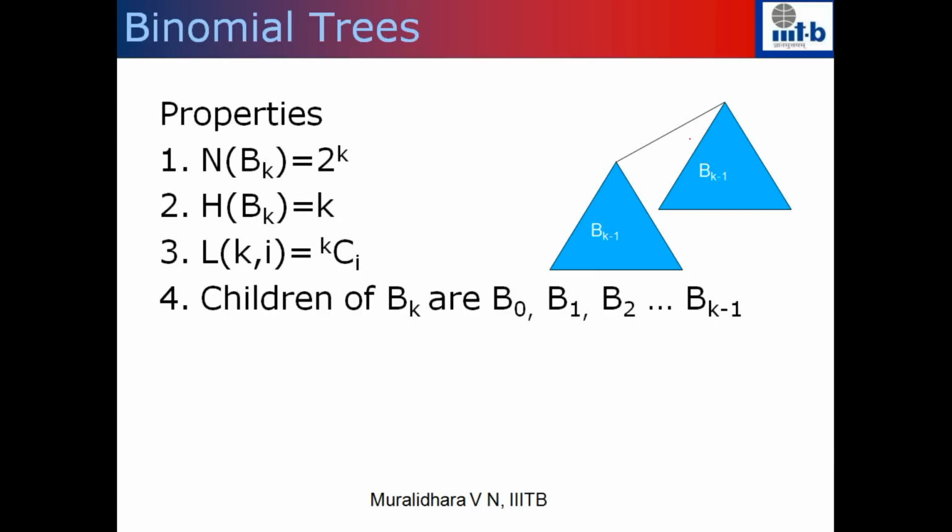So in summary, we have defined B of k to be two copies of B of k minus 1, where one is the left child of the other. This is the binomial tree of order k. Then we have shown that the number of nodes in B of k is exactly equal to 2 to the power k. The height of B of k is exactly equal to k, and the number of nodes at level i in B of k is exactly equal to k choose i. And if you look at the children of the root of B of k, they are essentially copies of B of 0, B of 1, B of 2, up to B of k minus 1. We will use all these theorems when we construct binomial heaps.